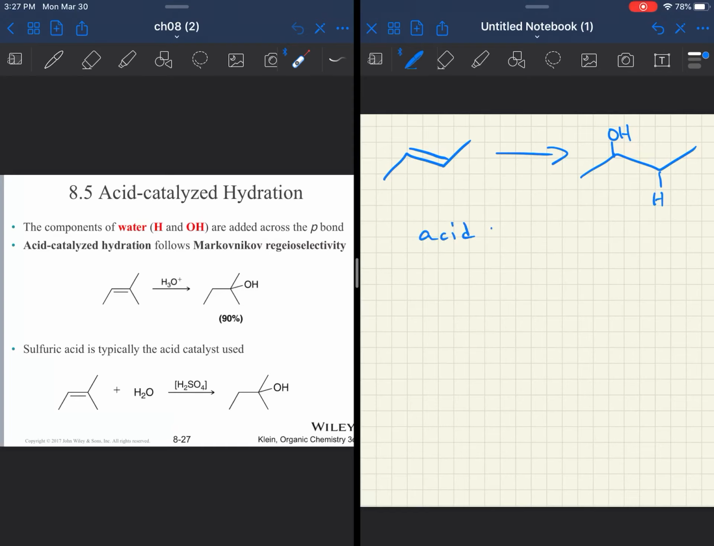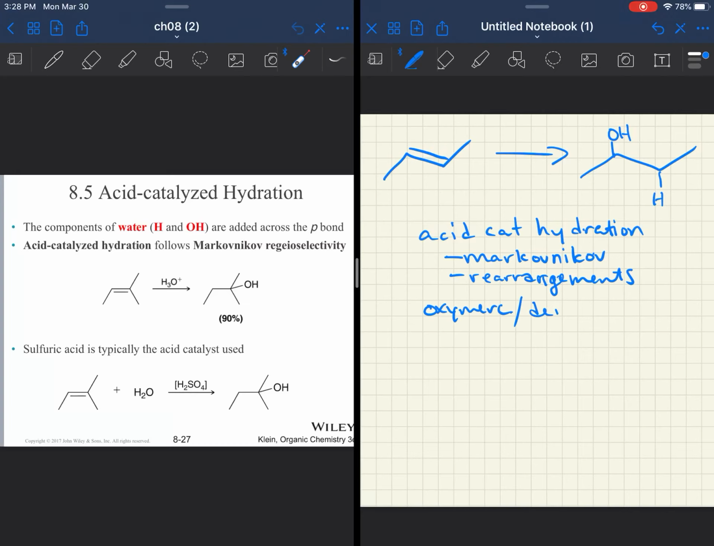Why are we going to do 3 different reactions? We're going to do acid catalyzed hydration, and that is going to be a Markovnikov reaction, but this one will have rearrangements or potential for rearrangements. We will do oxymercuration, demercuration, and that is also Markovnikov, but no rearrangements. All right, so you have 2 options there.